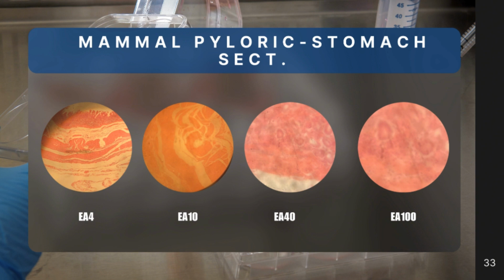A section of pyloric stomach would show a stratified epithelium lining the surface. The epithelium would consist of various cells, including mucous cells that secrete mucus to protect the stomach lining, and chief cells that produce pepsin, an enzyme that helps break down protein. Muscular layers would be visible beneath the epithelium. These muscles contract to churn food and help move it into the small intestine.